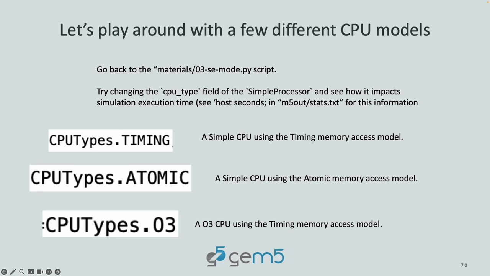So I want you to take the O3 CPU script and run an experiment. I want you to see how the timing differs between CPU timing, which is a simple CPU processor with the timing memory access model, atomic, which is a simple CPU model with the atomic access memory model, and O3, which is an O3 CPU using the timing access model. So you only have to change that one line for simple processor. I'm not going to show you how to do this. That's just for simple processor that you've sort of abstracted away this distinction.